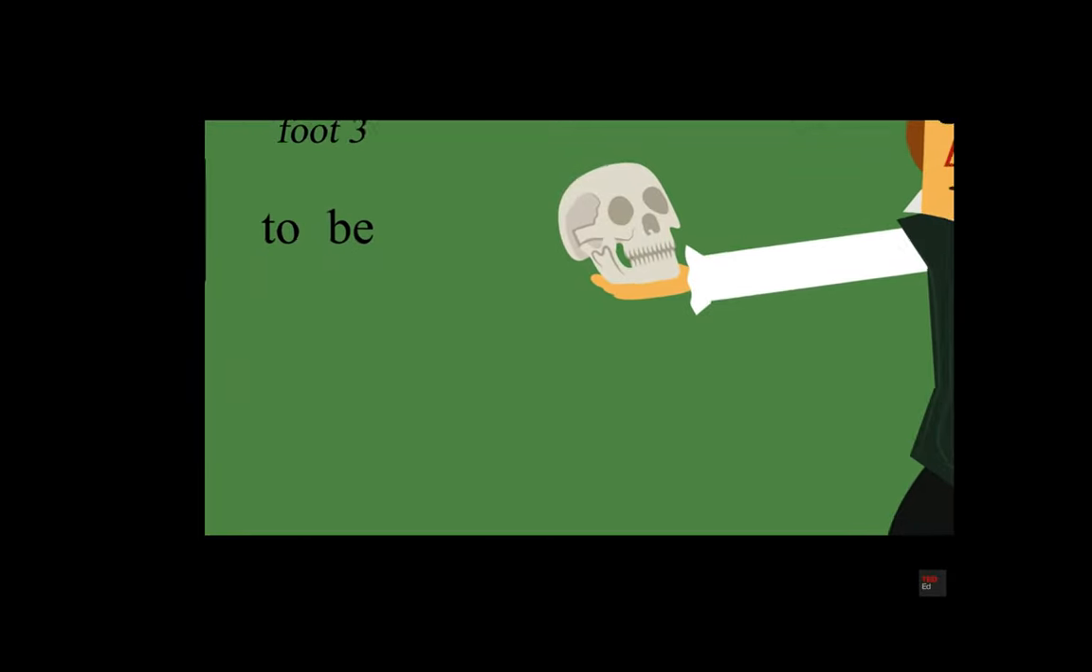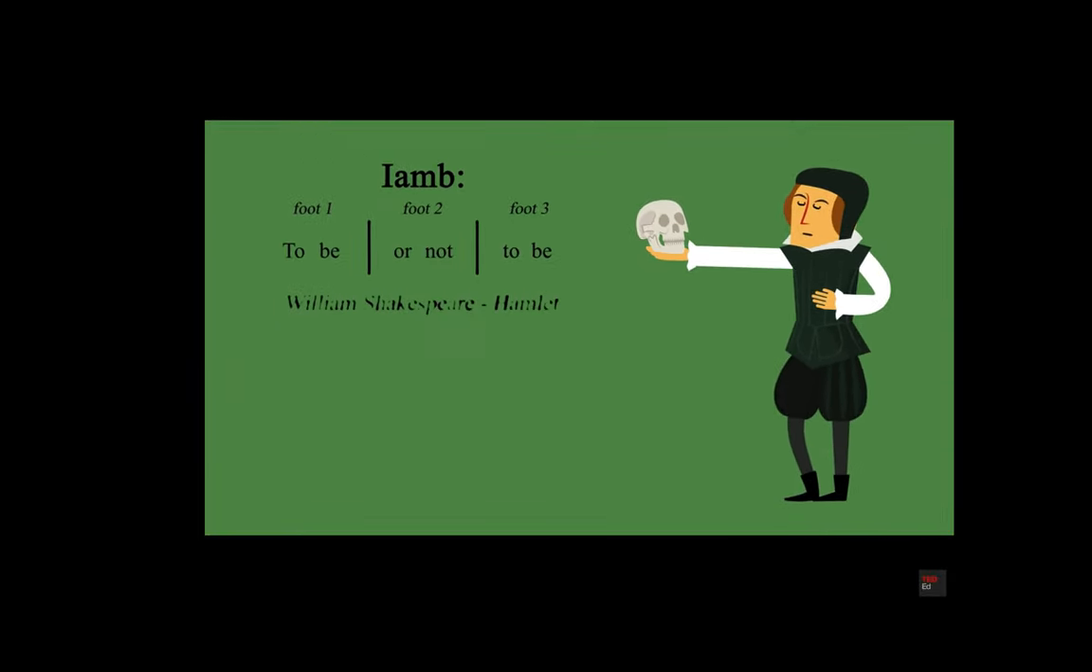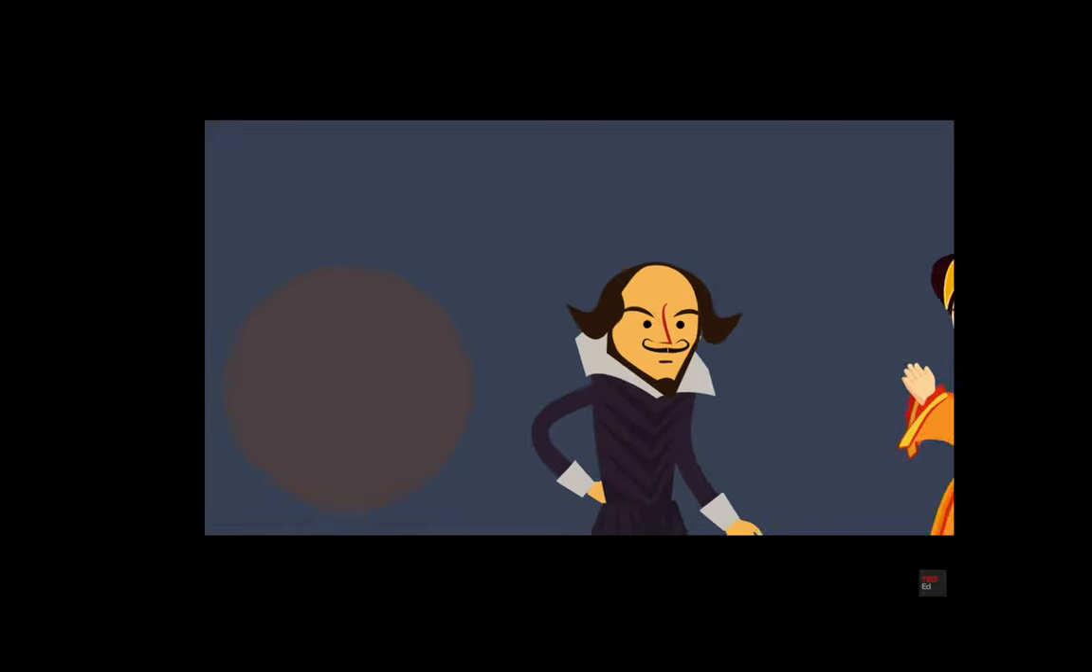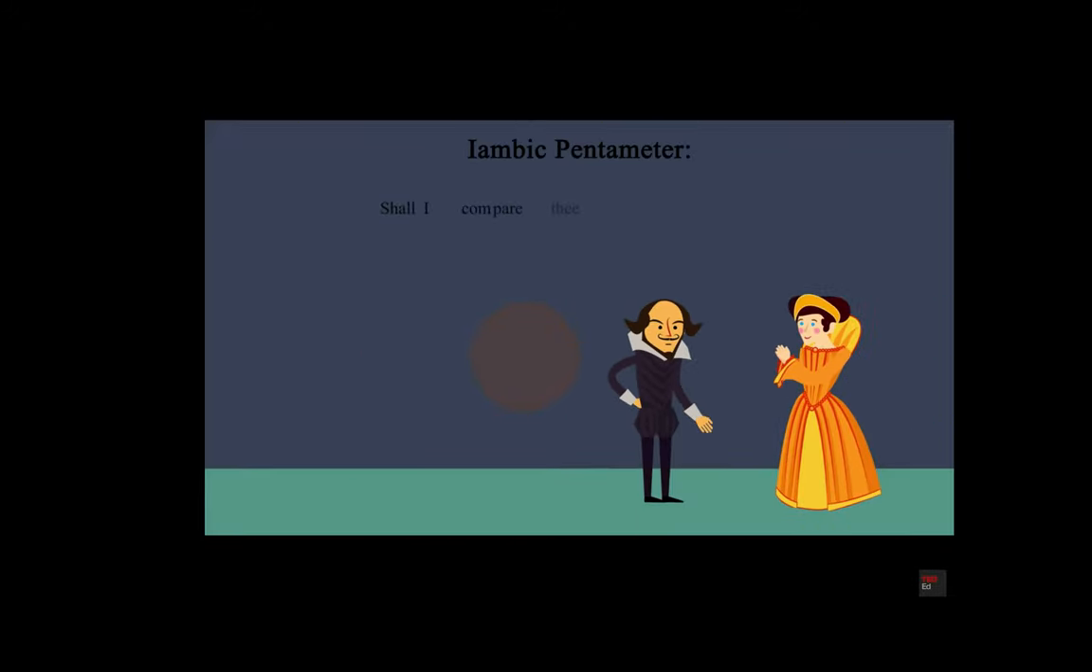But with Shakespeare, it's all about the iamb. This two-syllable foot is like a reverse trochee, so the first syllable is unstressed and the second is stressed, as in to be or not to be. Shakespeare's favourite meter in particular was iambic pentameter, where each line of verse is made up of five two-syllable iambs for a total of 10 syllables. And it's used for many of Shakespeare's most famous lines.